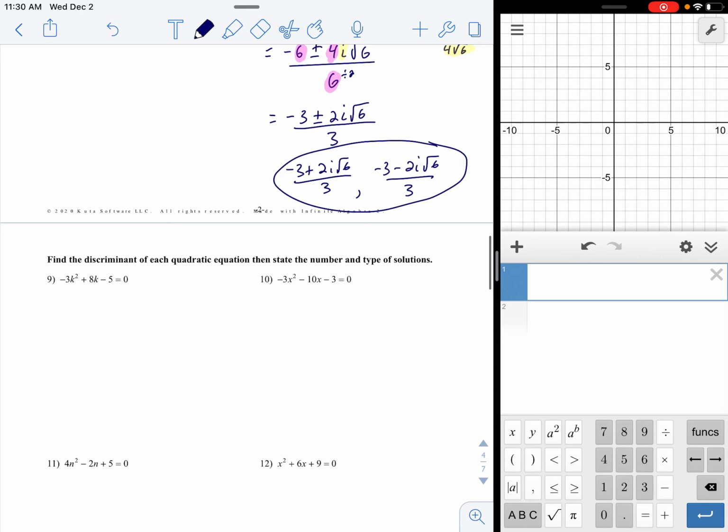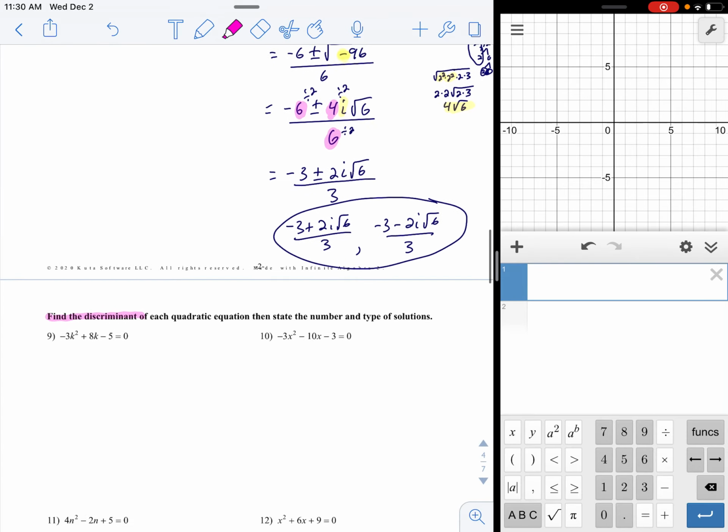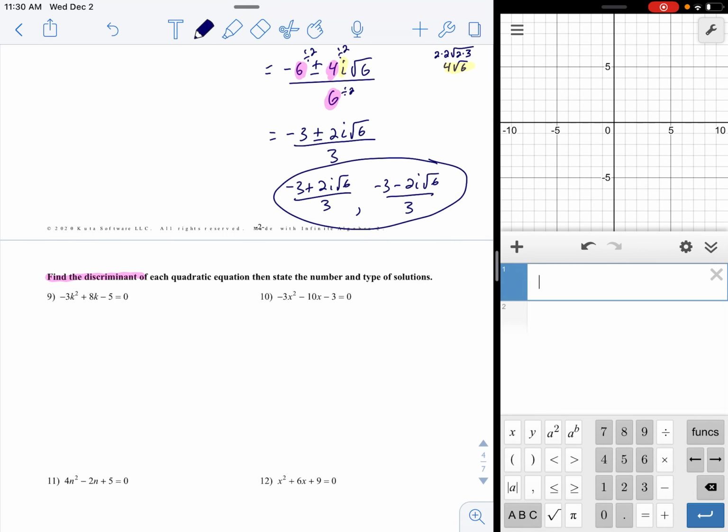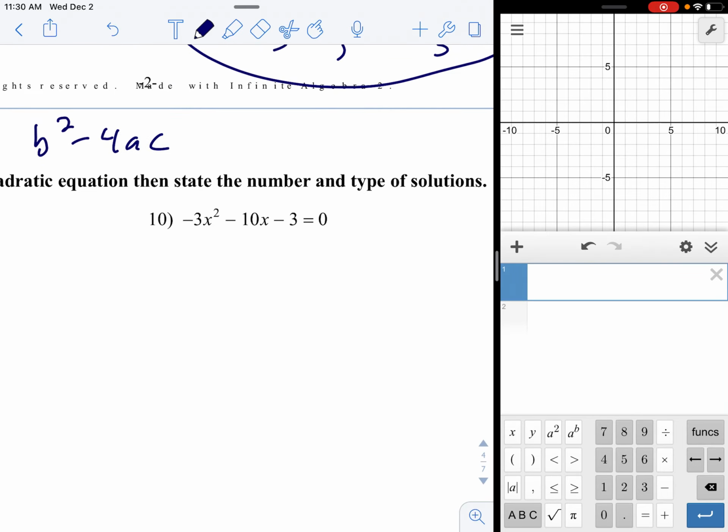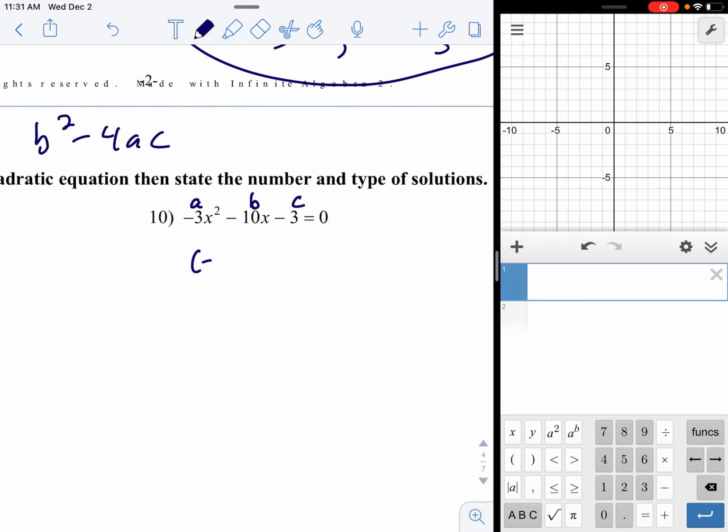All right, now we're moving into the next set of problems, which is find the discriminant. If you could do this, you can do this no problem, because remember, the discriminant is just this part of the formula. So that's all we're going to do here, and then we're going to draw our conclusion. So in this problem, I don't have a lot of room here, so A, B, and C, right? A is negative 3, B is 10, C is also a negative 3. So negative 10 squared minus 4 times negative 3 times negative 3.